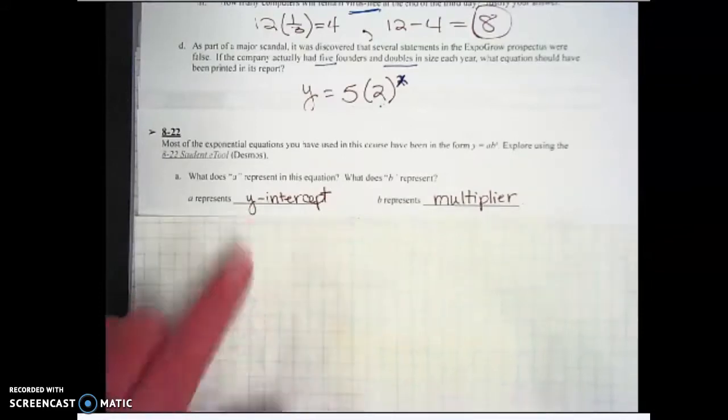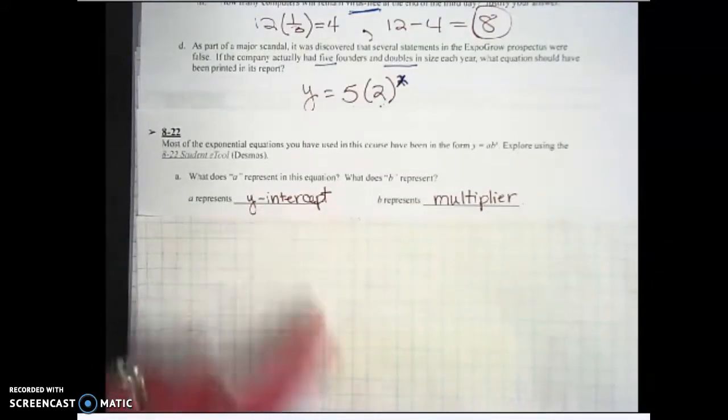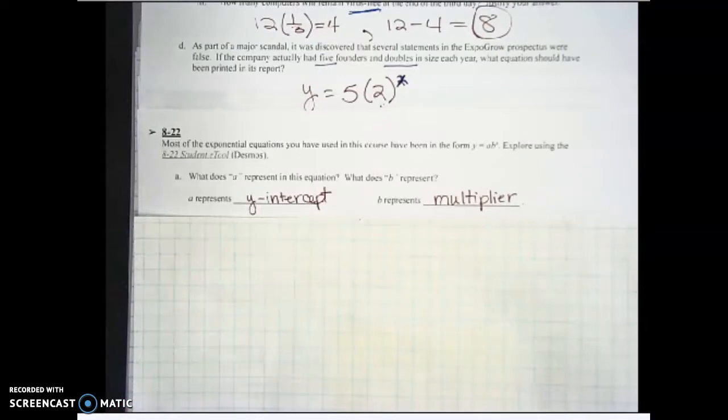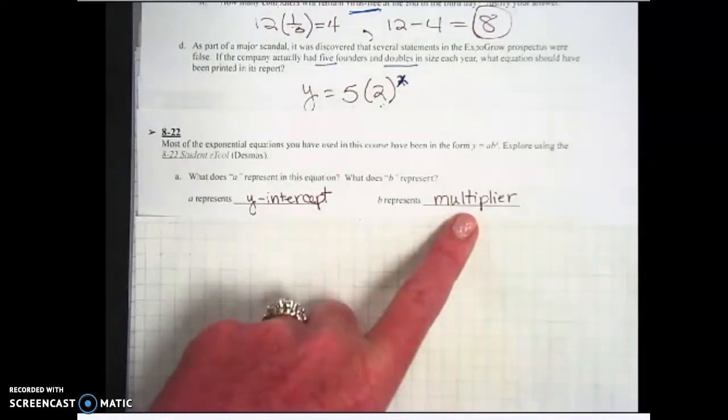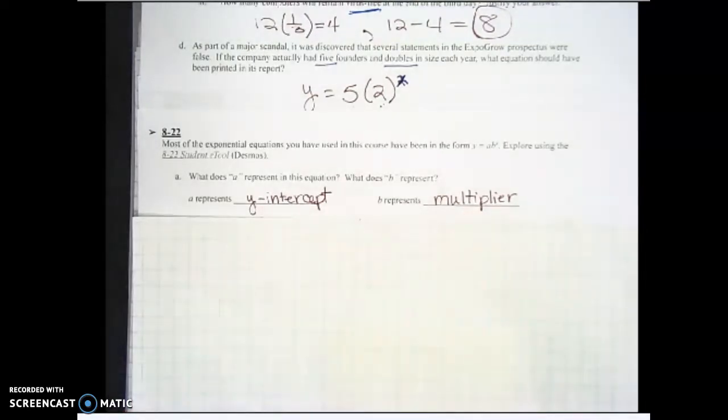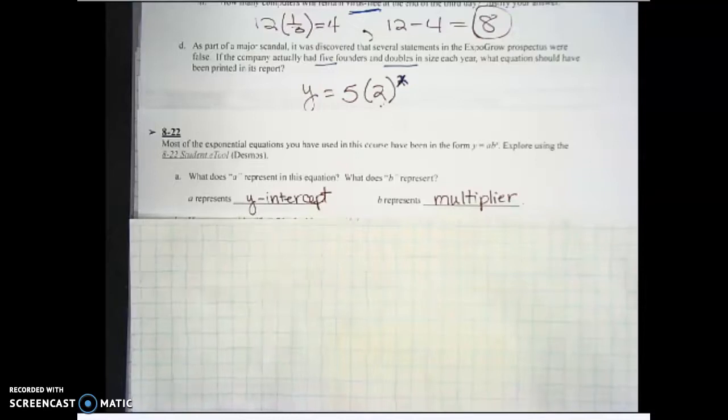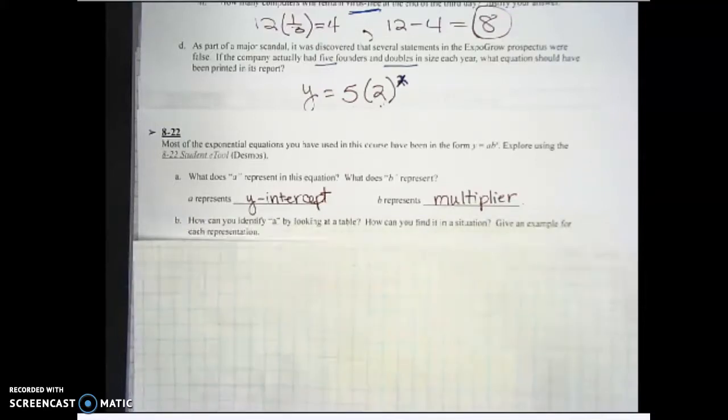The a is going to be the y-intercept, where we start, or you could say the starting value. Okay? And then b is going to be the multiplier, what happens from day to day, or month to month, or year to year, or bounce to bounce, depending on what the situation is.